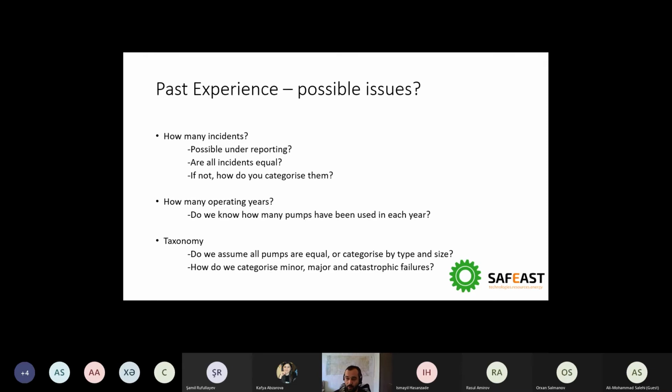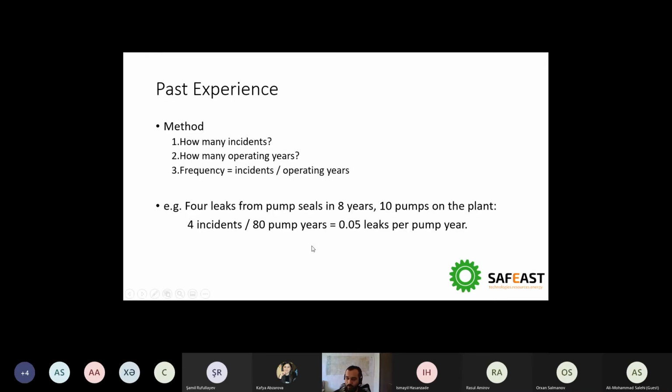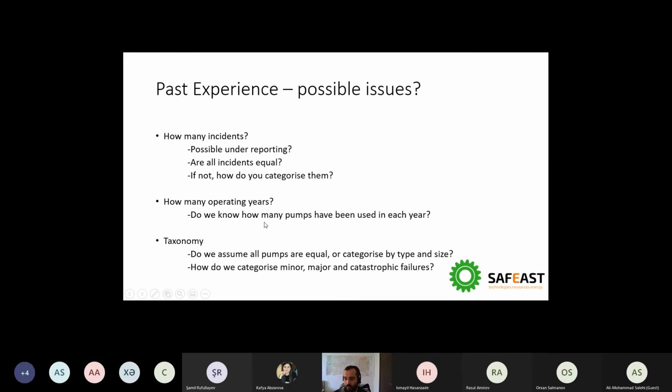And how many operating years? We assumed we have got 8 years of operation and 10 pumps, and we said 80 pump years. But maybe some of them were actually locked down for many years. Maybe one or two of them were arranged as standby, and another was not operating for most of the time. So these two factors can change the number of incidents or number of years used to derive the actual failure frequency.